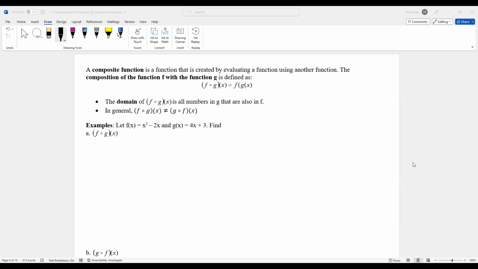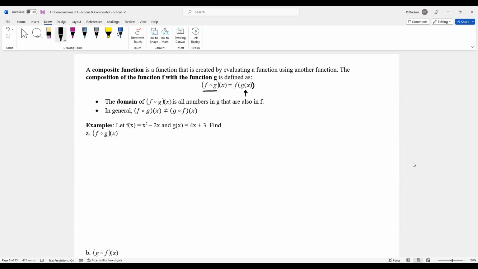So sometimes this is called f of g of x, right? It's f of g of x, and that really means, there should be another parenthesis here, by the way, plug the g function into f everywhere you see an x, okay? All right, and if we're talking about the domain, then the domain of f of g of x is all numbers in g that are also in f. Okay, so they have to be restricted by both of the domains.